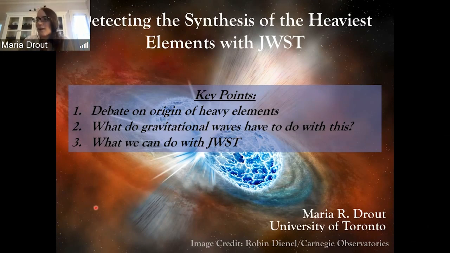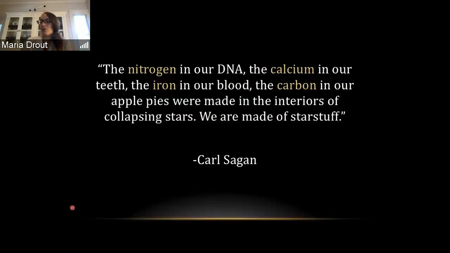But if we want to focus in on where the heaviest elements come from, I might just start with this quote, which hopefully most of you are familiar with, from Carl Sagan, describing that the nitrogen in our DNA, the calcium in our teeth, the iron in our blood, the carbon in our apple pies were made in the interiors of collapsing stars. We are made of star stuff. So this is an incredibly poetic quote, but it's also really nuanced. It turns out there are tons of different ways that stars can make elements, and there's actually still quite a bit of debate on the heavy end of the periodic table.